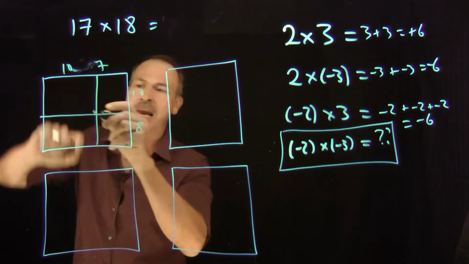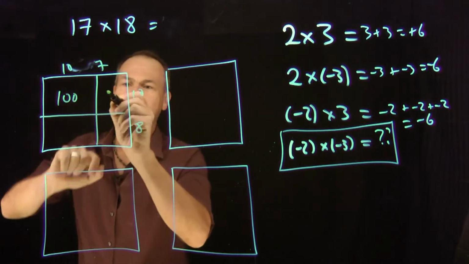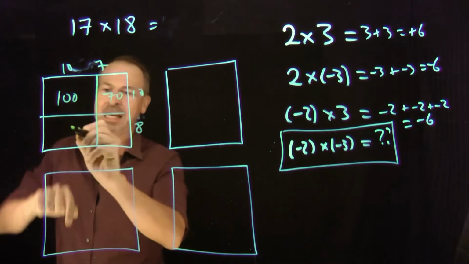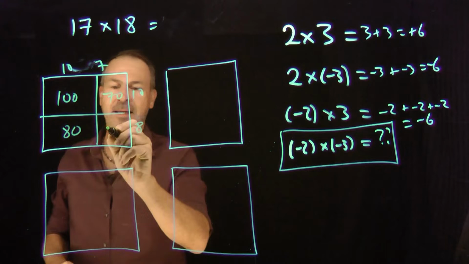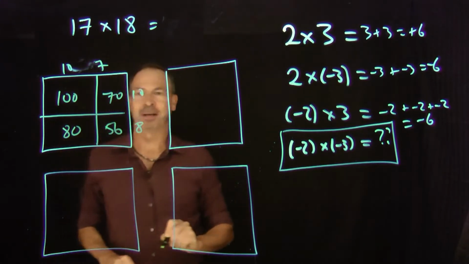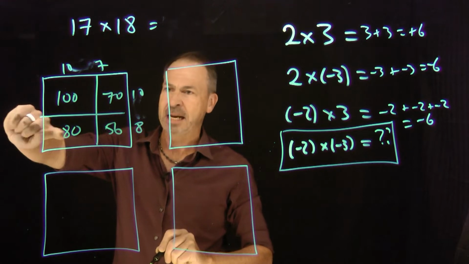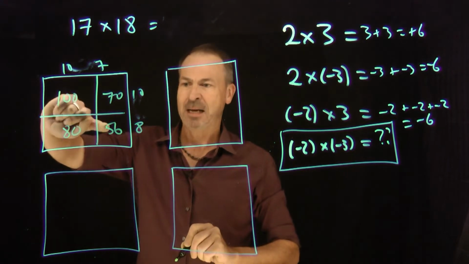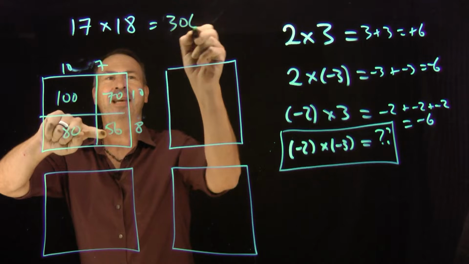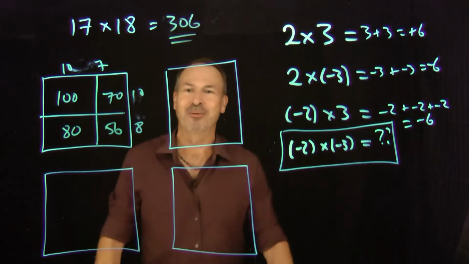This piece's area, 10 by 10, is 100. 7 by 10 gives me an area of 70. 10 by 8 gives me an area of 80. 7 by 8 gives me an area of 56. There we go. So the area of this is 100 plus 80, 180, plus 70, 250, plus 56 is 306. 17 times 18 is 306.